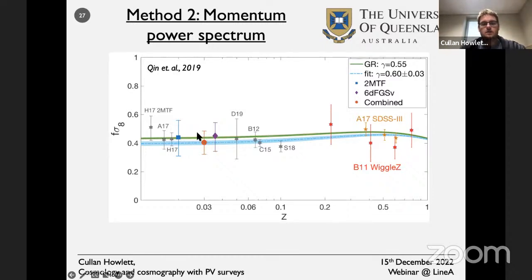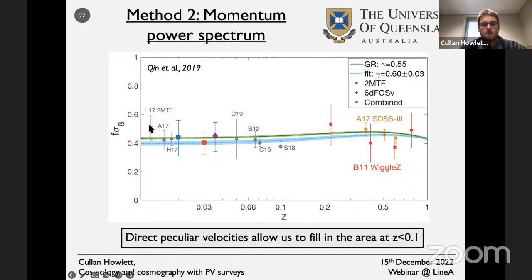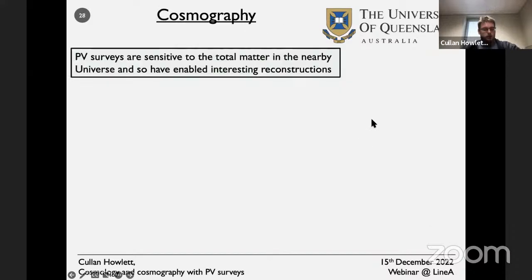But also, if you were to look at some of the other data sets here, basically every one of these other data points, so this one, this one, this one, the red one, D19, and C15 and S18, I think, are all using the peculiar velocities in some way. And so really the direct velocities help us to fill in this area below redshift 0.1 compared to the redshift surveys, which tend to populate the area up here.